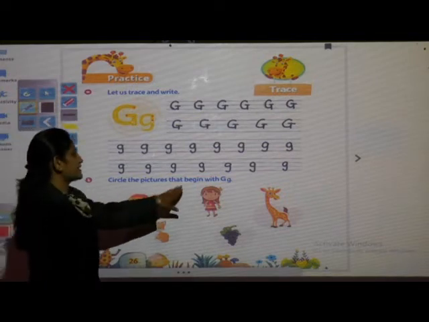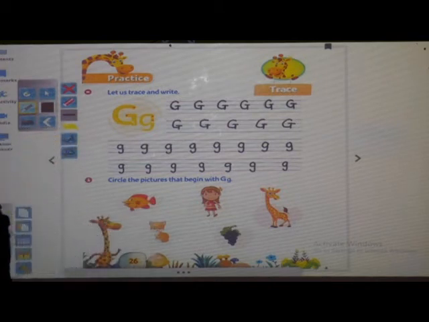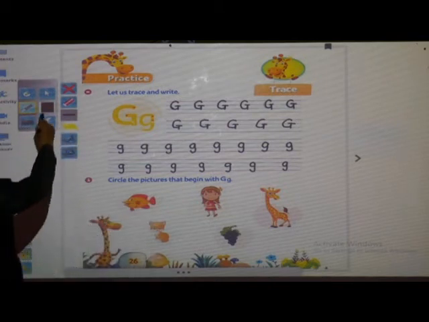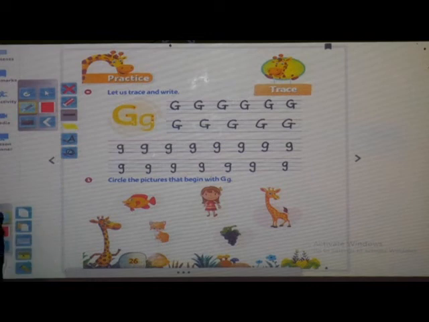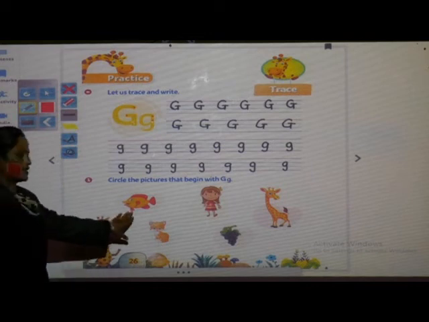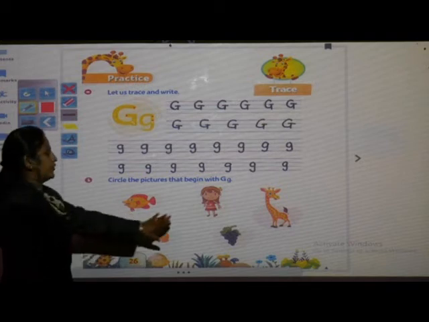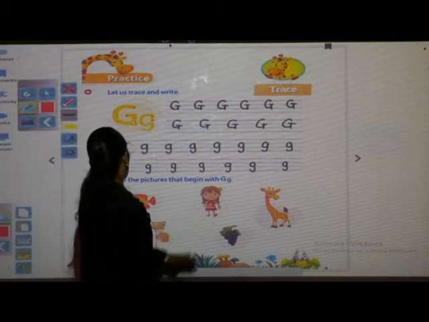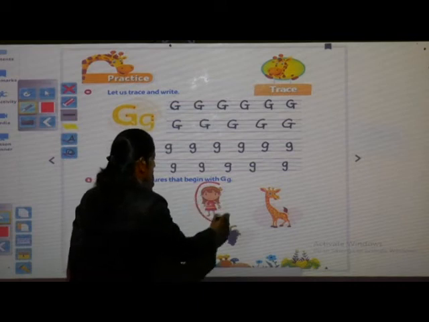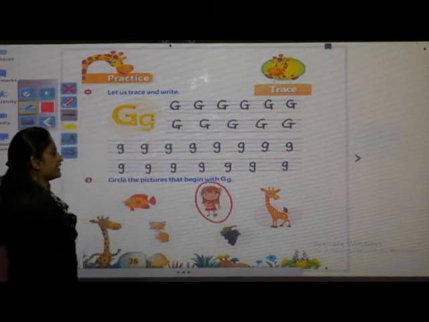Circle the pictures that begin with letter G. So, now we have to circle the pictures. So, which picture is this? Fish. Does it start with letter G? No. Which picture is this? Girl. So, you have to circle this girl. It starts with letter G.